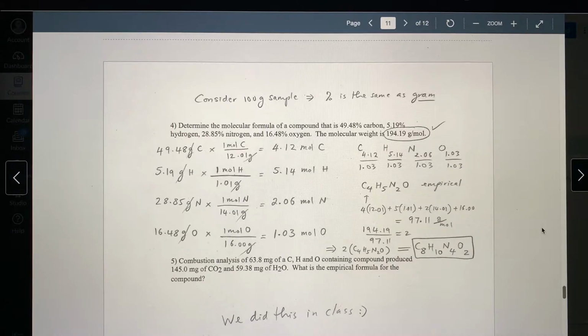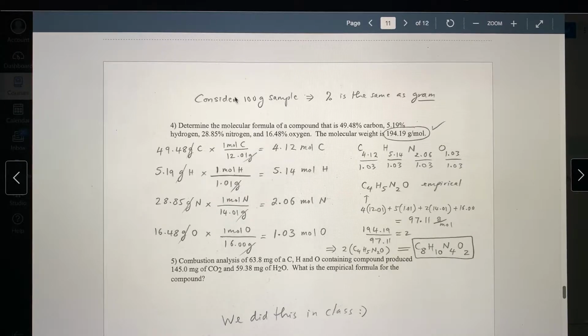Today our main goal is to calculate empirical formula and ultimately the molecular formulas from percent compositions. Okay, here's a good example. Determine the molecular formula of a compound that is 49.48% carbon, 5.19% hydrogen, 28.85% nitrogen, and 16.48% oxygen. The molecular weight of the compound is 194.19 grams per mole.